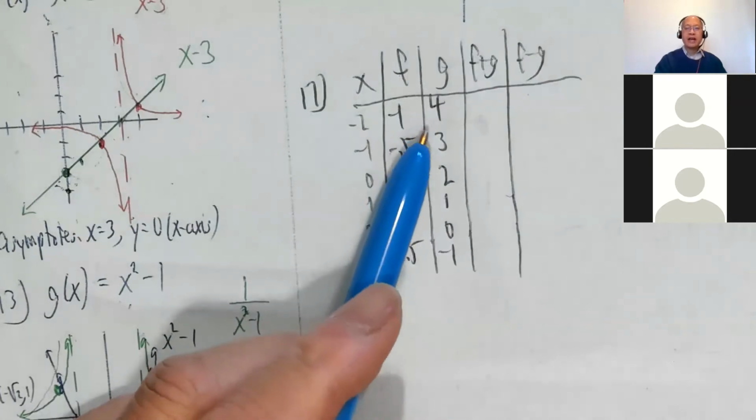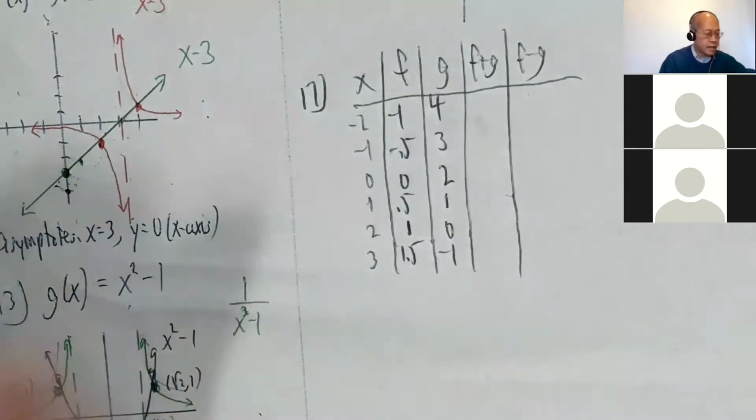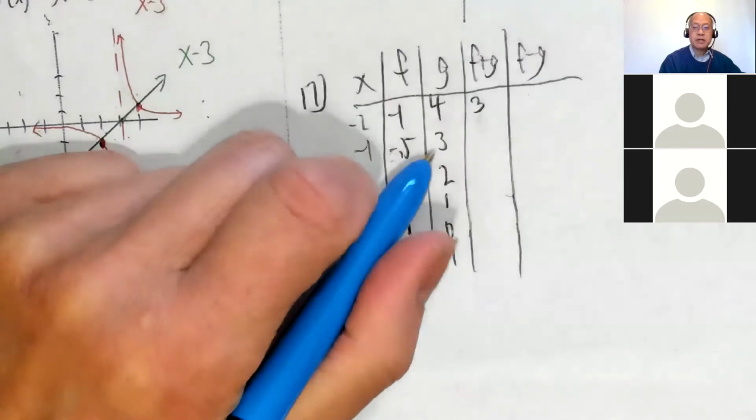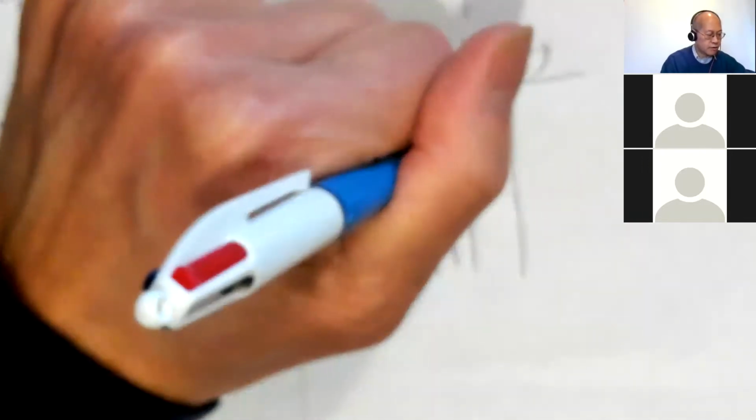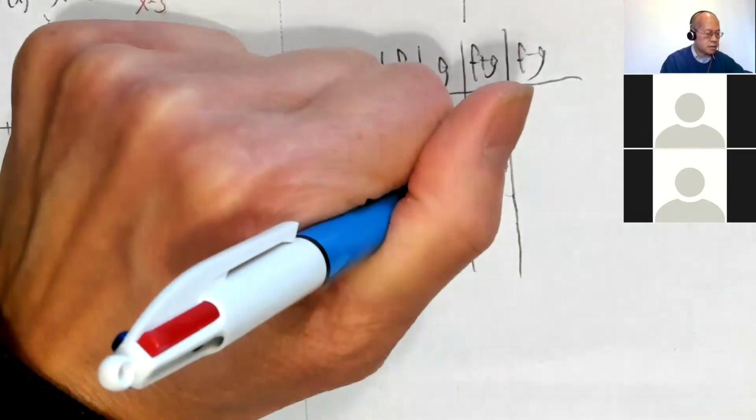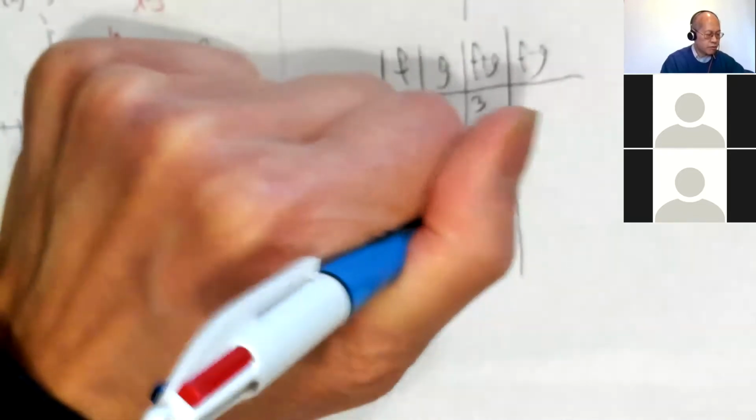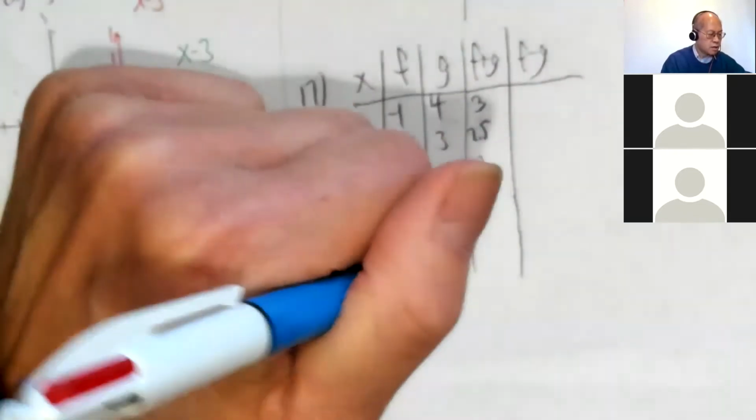Okay, then I just add f plus g. So that plus that is 3. That plus that is 2.5. That plus that is 2, 1.5, 1, and 0.5.